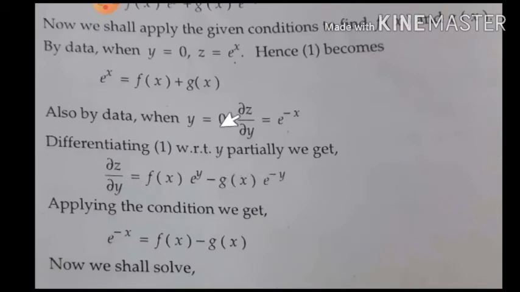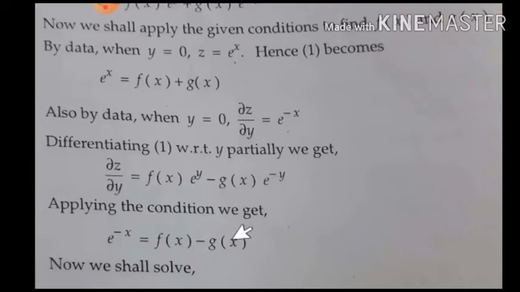Then substitute the condition. In place of dou z by dou y, e to the power of minus x, y is 0 means e to the power of 0 is 1. So we get f of x minus g of x. We are not able to obtain the answer of f of x and g of x directly like the previous problem by applying the given condition. But we are able to obtain two equations. By solving these two equations, we can obtain the answer of f of x and g of x.